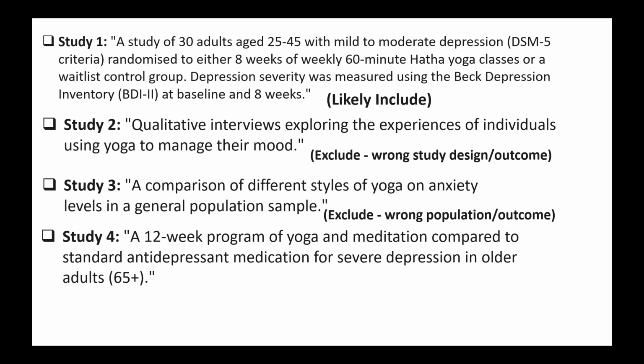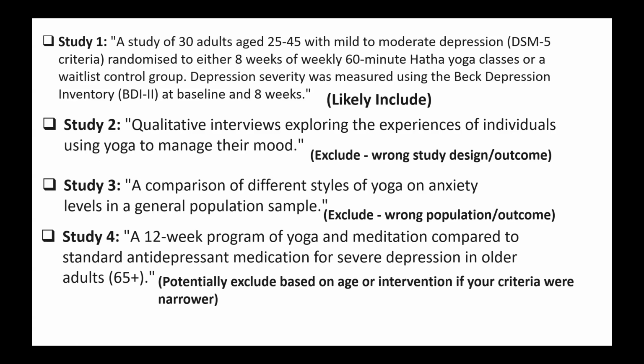So lastly, just look at this and let me know whether we are excluding or including. A 12-week program of yoga and meditation compared to standard antidepressant medication for depression in older adults. Older adults, intervention. Okay, I think someone said we should include. Then because of time, include. Yeah, you potentially exclude based on age. No, you exclude based on age or intervention if your criteria were narrower. Now, if you just say adult, you need to check that it's only adult, then you can include.